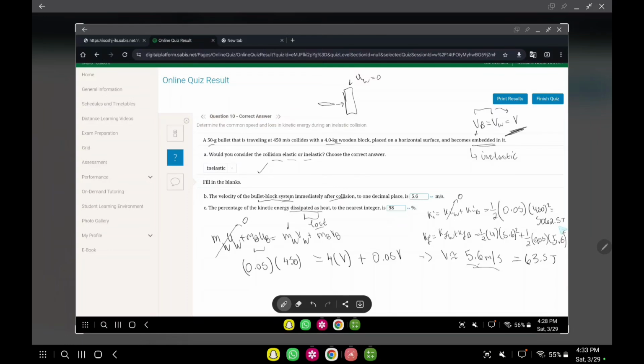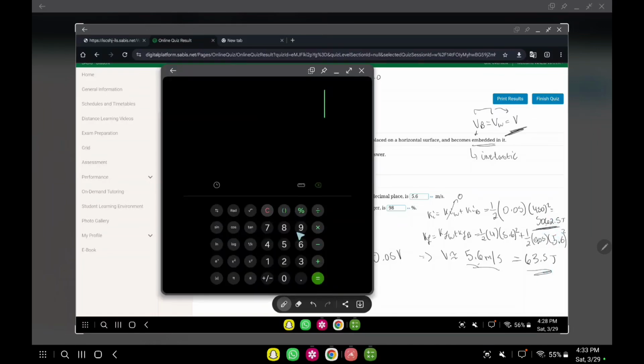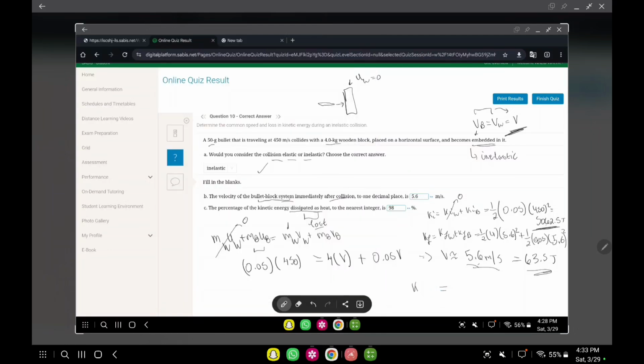Okay, so we need to see how much of the percentage was lost as heat. First of all, how much was lost? Ignore percentage, how much was lost? 5062.5 minus 63.5, let's do it. You get 4998.5. So the K lost is 4998.5 joules. I want to see how much this is as a percentage.